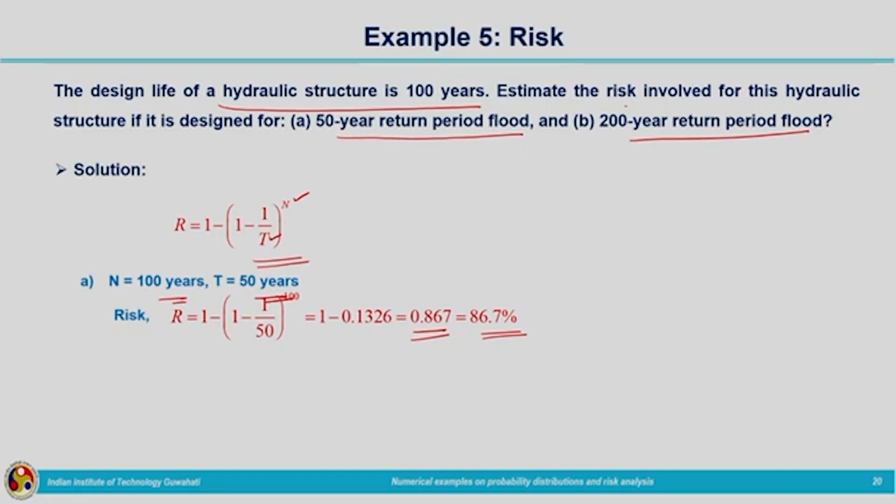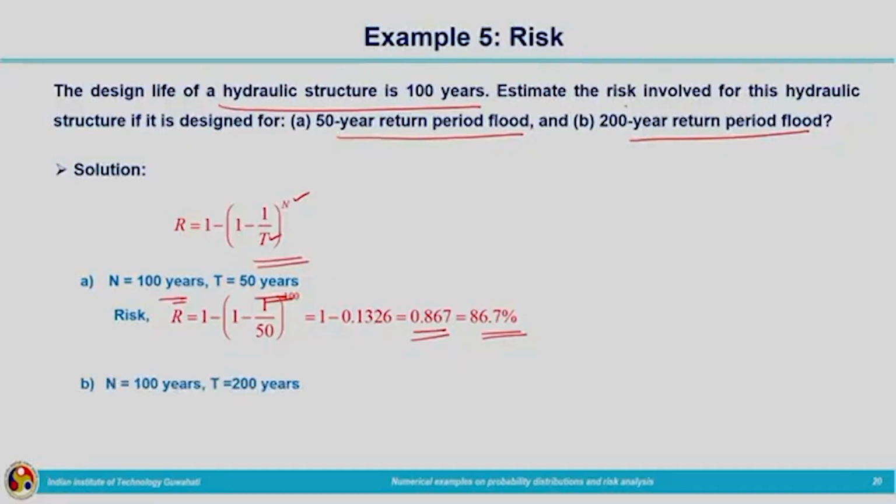So for a 50-year return period, there is a chance of risk of about 86.7%. Then coming to the second case, that is the 200-year return period flood. While discussing the risk factor, I was explaining that we need to choose the return period according to the importance of the structure. We will not be using the same return period for all types of structures. So in the case of dams and other major structures, the return period which will be considered will be very high. So definitely you can understand that when the return period is increased to 200 years, the risk associated with that will be less compared to a return period of 50 years.